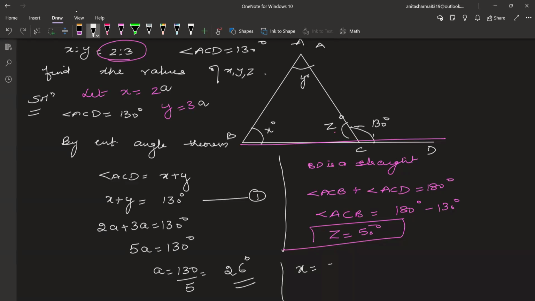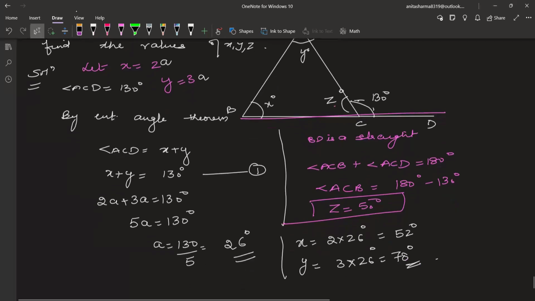So x will be 2 into 26, 52 degrees, right, madam? 52 degrees, yes, ma'am. And y will be 3a, 78 degrees. Yes, so it will be 78. Understood, children? Yes, ma'am. Understood.